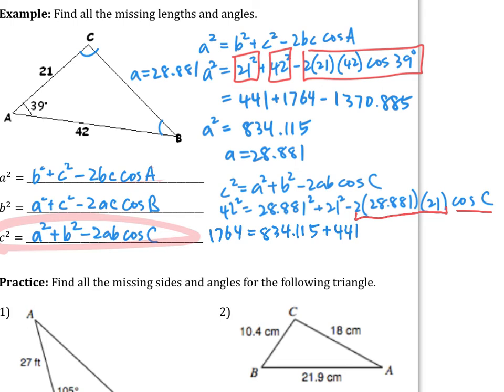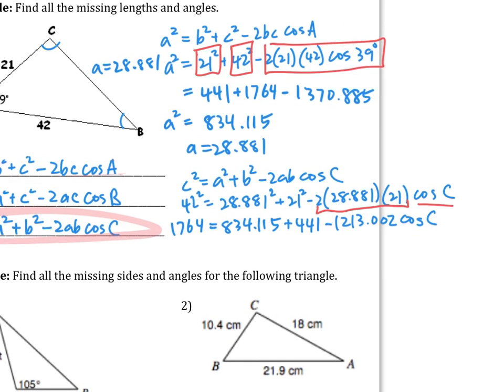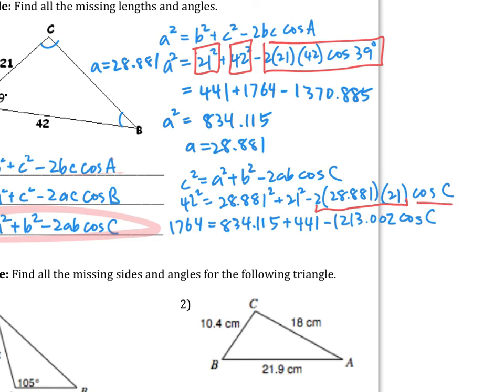So what we want to do is multiply those three numbers together: 2 times 28.881 times 21. This is going to give you minus 1213.002 cosine C. So the next thing you're going to do is just subtract this. Let's not add this. We cannot add that. We're eventually going to divide, but let's just do one thing at a time.